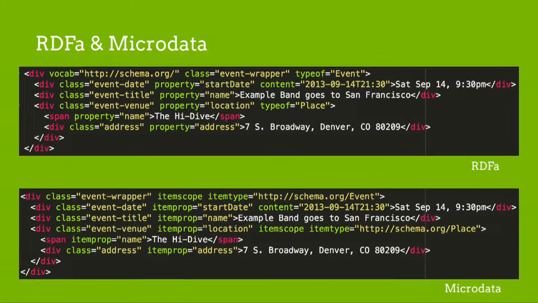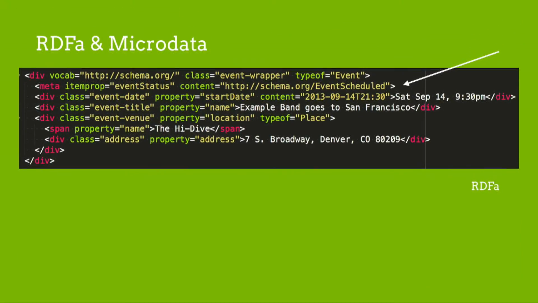And then for microdata, it's basically the same. You say, well, this is the item scope, which is of the type event. And then for each property, you say, well, this is an item property. RDFA is the one that's being used in Drupal 7 and 8. And the schema.org module, which I will show in a minute, uses the same markup as RDFA.